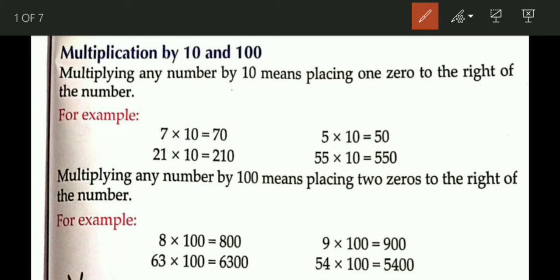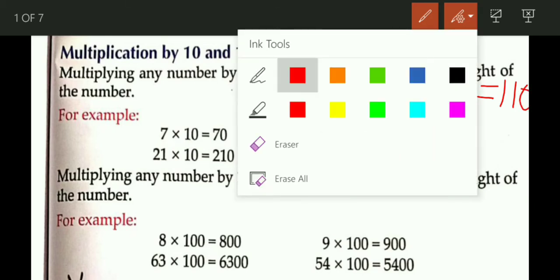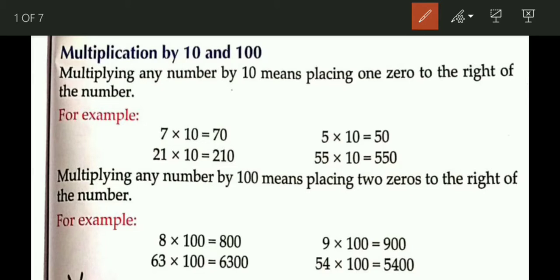Alright, so I will show you one example here. Suppose now I want to multiply 11 into 10. So what will be the answer? What will be the answer? It will be 11 along with 0 at the end.